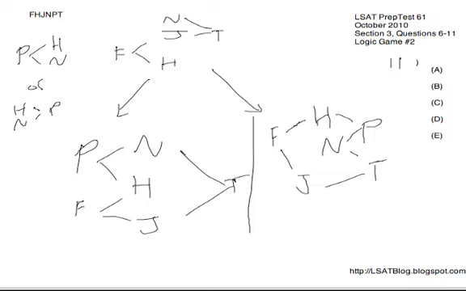Looking at B, that's putting F and N both before T, but that was certainly the case in both of these diagrams, but that does not necessarily put J before T, so that can be eliminated as well.